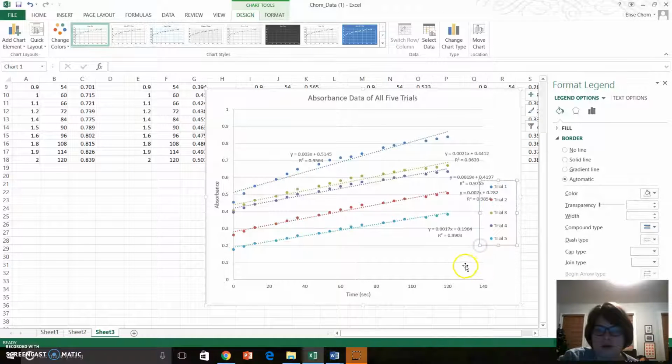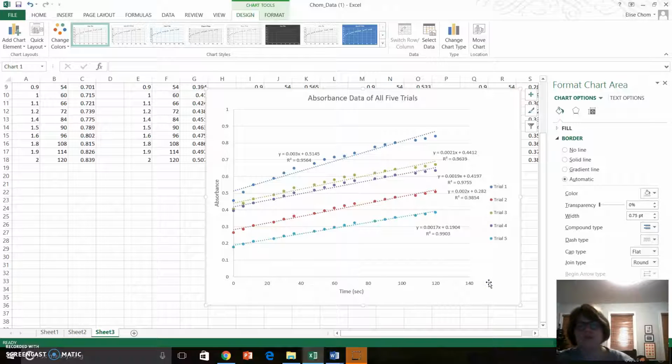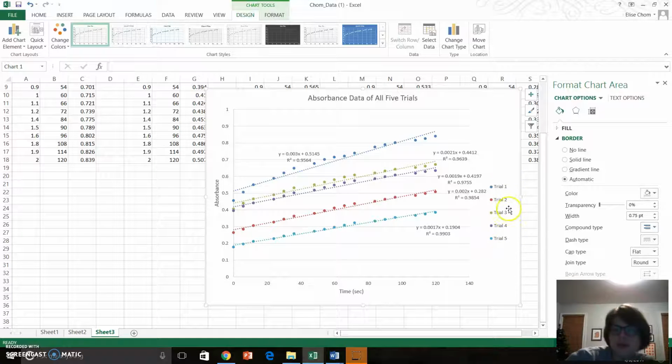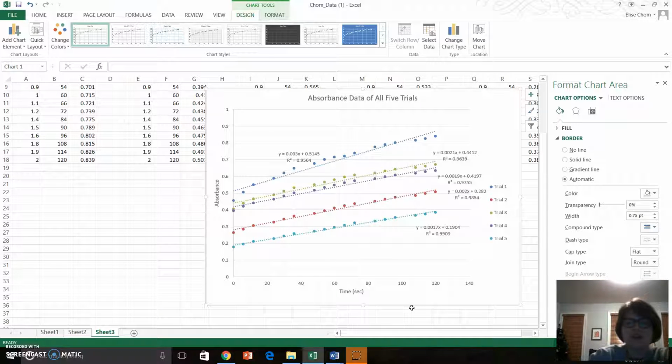Bigger. This a little smaller. Playing around with stuff just to make sure it fits. Now I want to keep this key because that tells me which trial these are. Now, I want these lines to be as linear as possible.